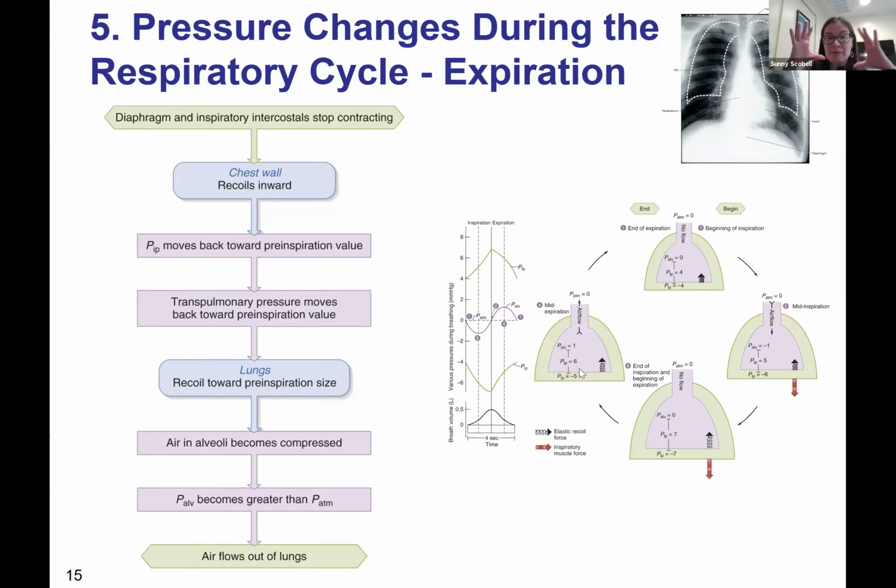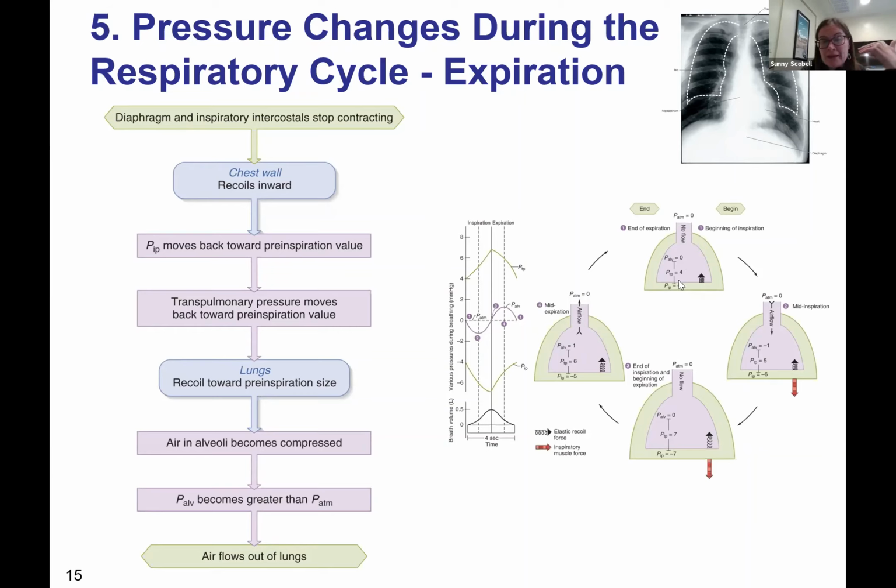It's still negative because it's being held open by the chest wall, but it's less negative. As this is less negative and this gets pressurized, we have less transpulmonary pressure. And then as this gets pressurized, greater than atmospheric pressure, we're going to have airflow out of the lungs. And it will continue to flow out of the lungs until, again, we equalize the pressure between the alveolus and the atmospheric pressure to where there's no more difference anymore.